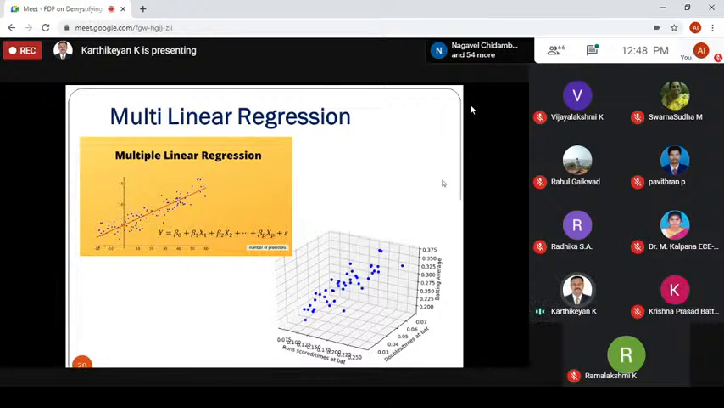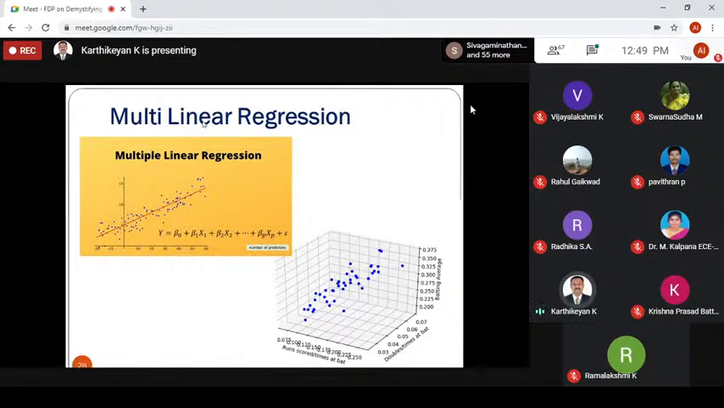Now, what is multiple linear regression? In multiple linear regression, we will have more than one variable: x1, x2 up to xp, all different sets of data, not a single one. Based on this, we try to form a line by averaging, and we try to find an equation which depicts all the data points in a single mathematical model. This is called multiple linear regression.